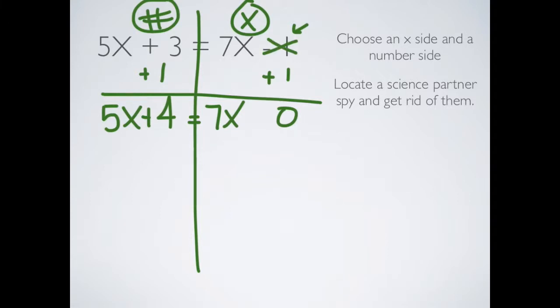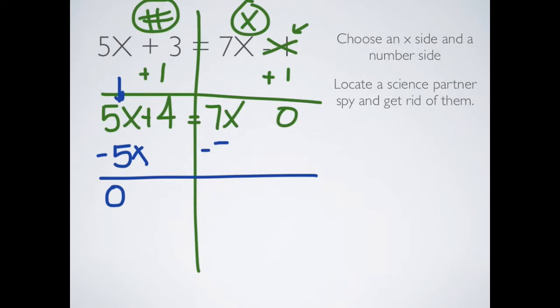Unfortunately, we have another SPY. This 5x is not a number. It has an x. It doesn't belong on the number side. To get rid of it, we subtract 5x. We want it to go away completely. We want it to become a 0, and 5 minus 5 is 0. Do it on both sides, and we get 4 equals 3x.